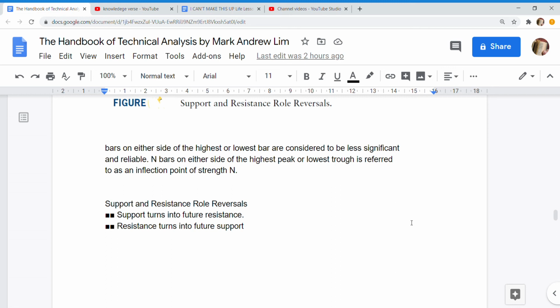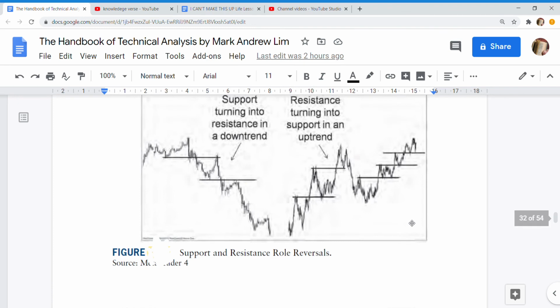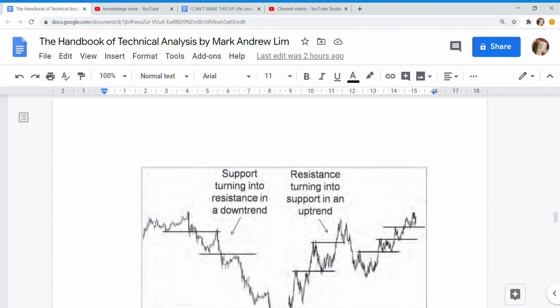N bars on either side of the highest peak or lowest trough is referred to as an inflection point of strength N. Support and resistance role reversals. Support turns into future resistance. Resistance turns into future support. Figure 5.36 shows price finding support and resistance at prior peaks.